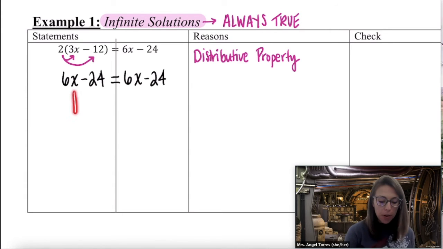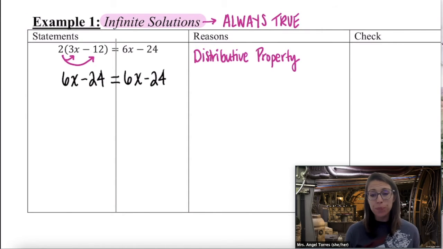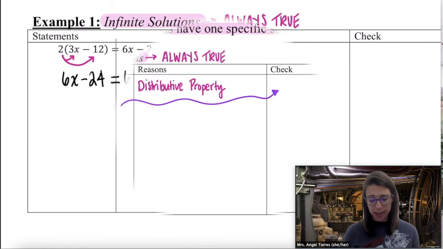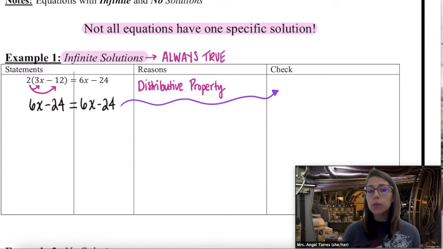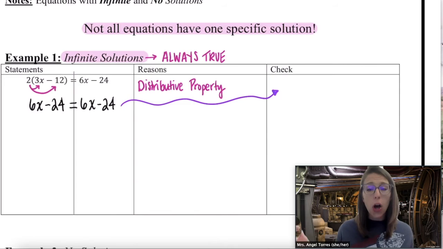There isn't a number that I could plug in for x on the left that wouldn't produce the same output as the number on the right. So at this point, I already know this equation has infinite solutions and is always true. And here's how I know that. Instead of checking, we're just going to do an explanation here. The explanation would be if you have the exact same expression on both sides of the equation, your equation is always true.